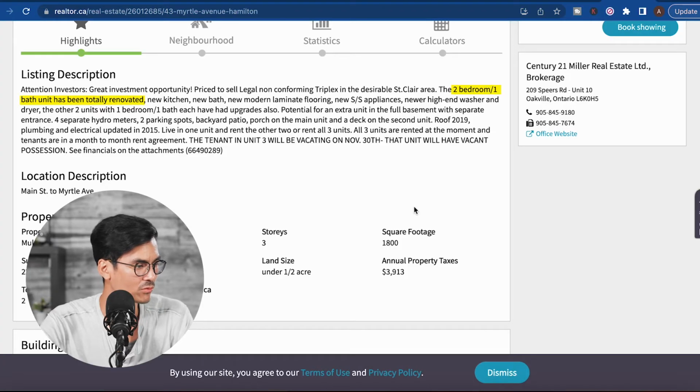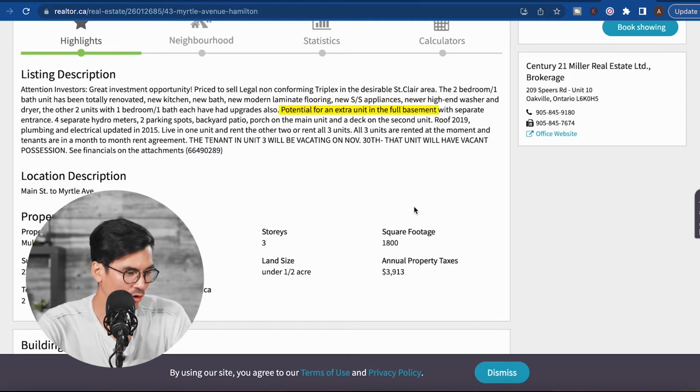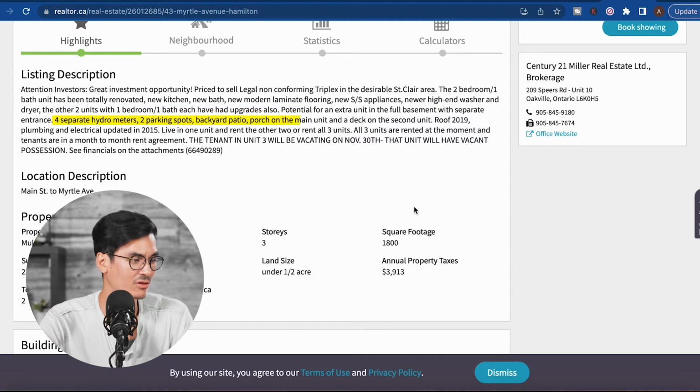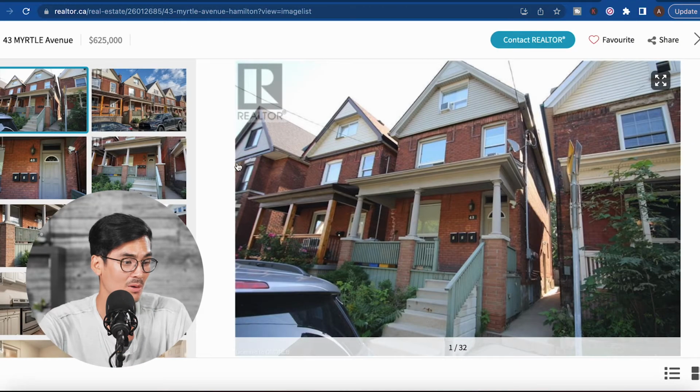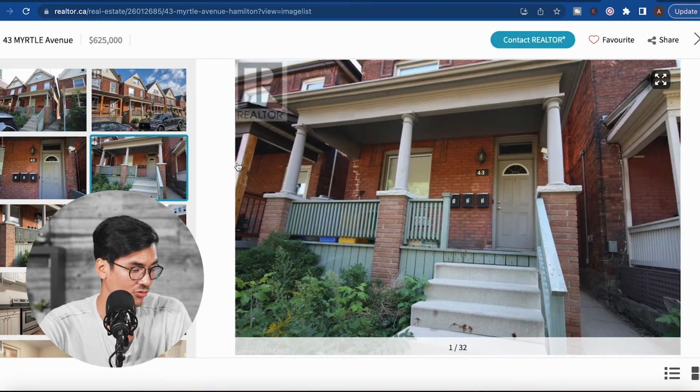But as you can see, there are a few things written in here that are really important to pay attention to. It says that it has a 2-bedroom, 1-bath unit that's been fully renovated, and another 2 units with 1 bed and 1 bath each. It says there's potential for even an extra unit in the full basement with separate entrance. It says this property has 4 separate hydro meters, 2 parking spots, backyard patio, porch on the main. This property might actually have the legal potential for 4 units.